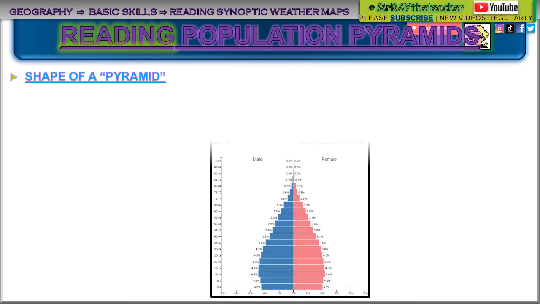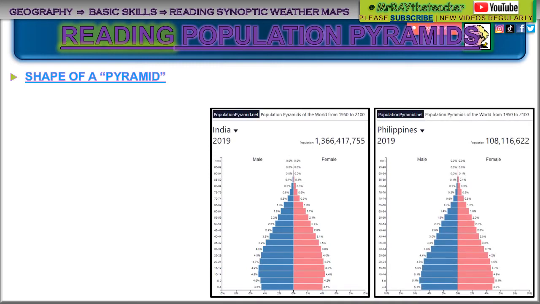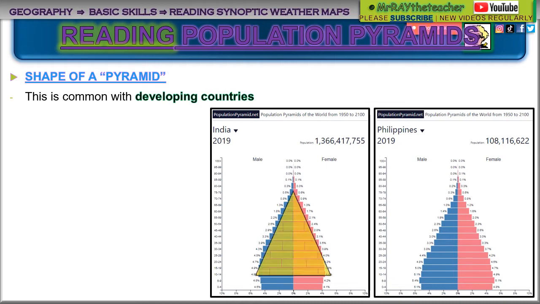Next one would be the shape of the pyramid. If you have a shape like this, it's a pyramid shape. Population pyramid should be self-explanatory. It's common with developing countries, so formerly known as third world countries. Your not so wealthy countries, those with a lower socio-economic makeup. A lot of the people in the poor age bracket. So there you go. It looks like a pyramid.